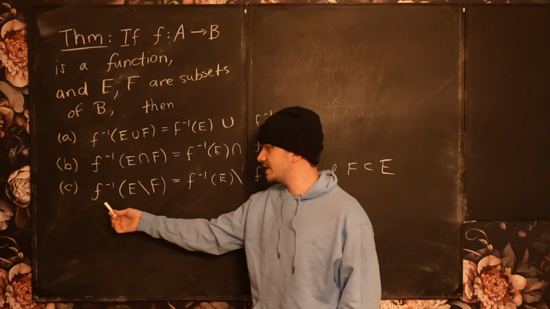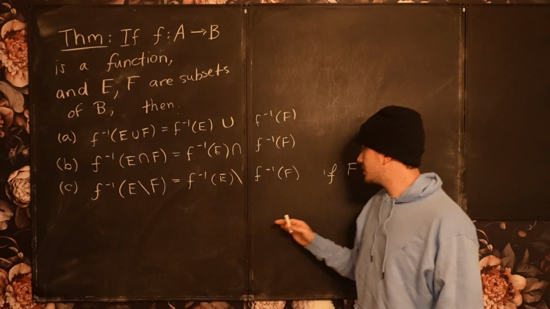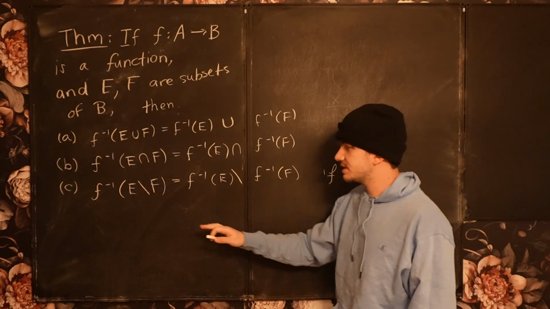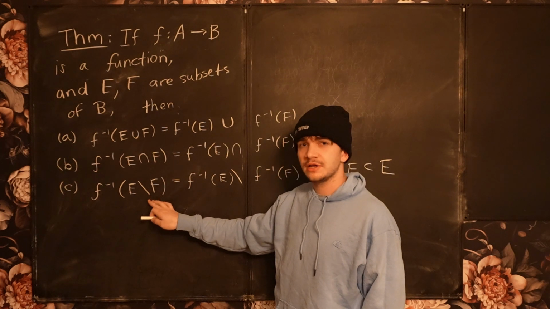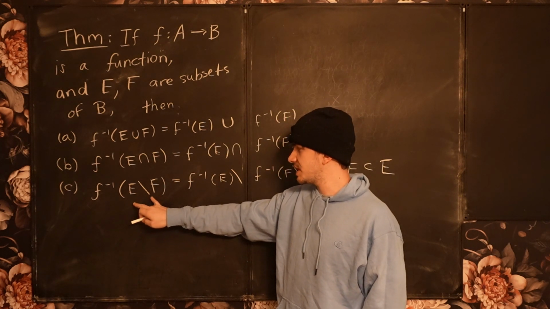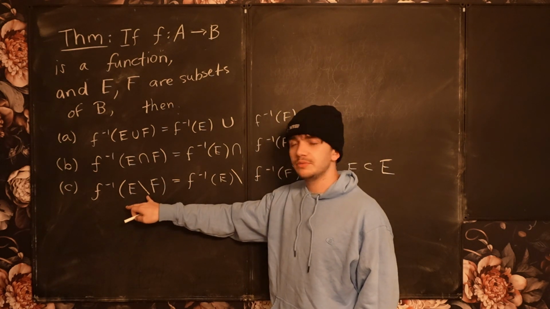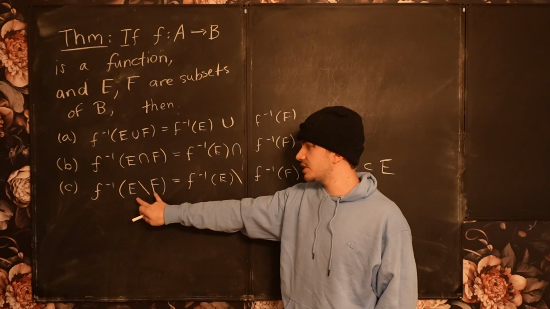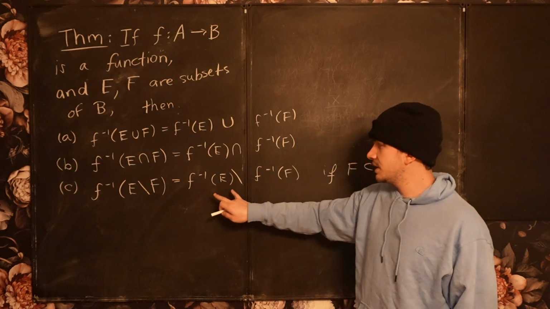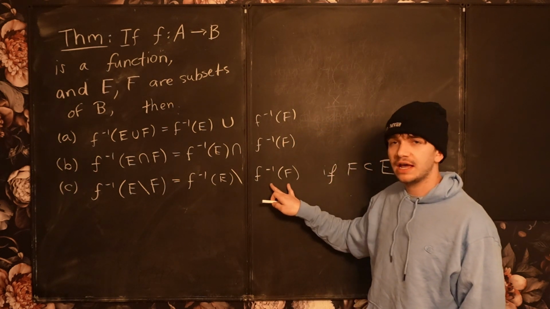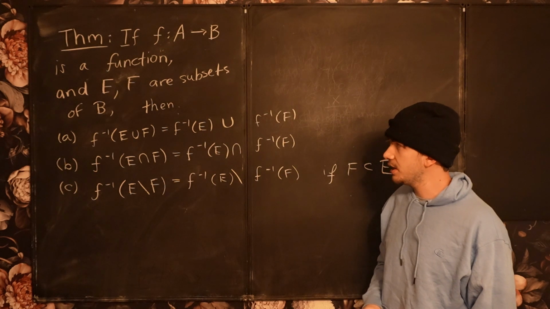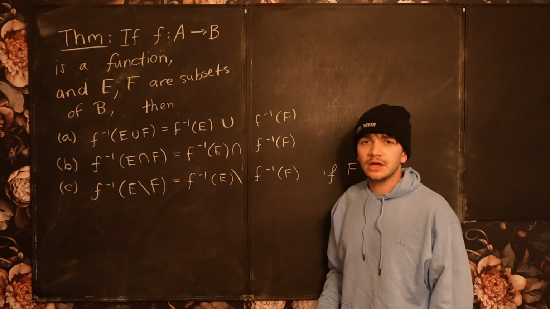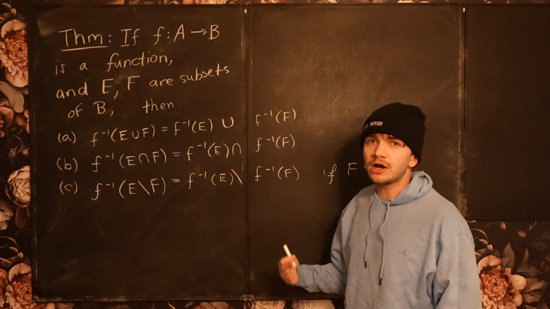The third part of our theorem states that if F is a subset of E, then I can consider E set minus F. And f inverse also commutes with the set minus operation in the sense that f inverse of E set minus F is f inverse of E set minus f inverse of F.